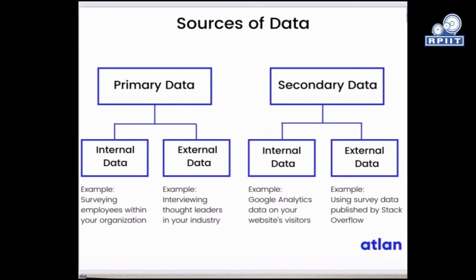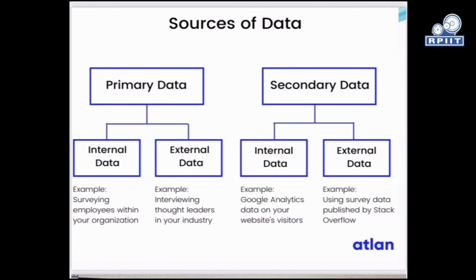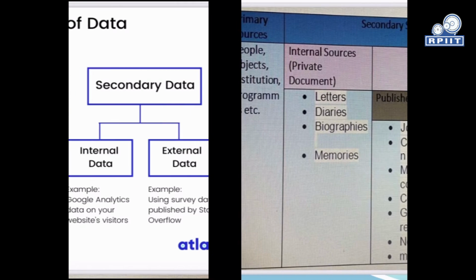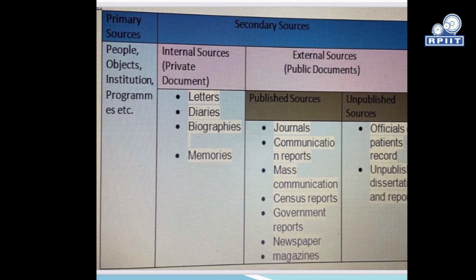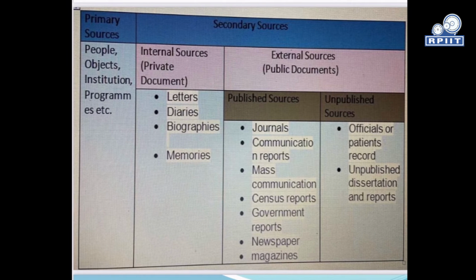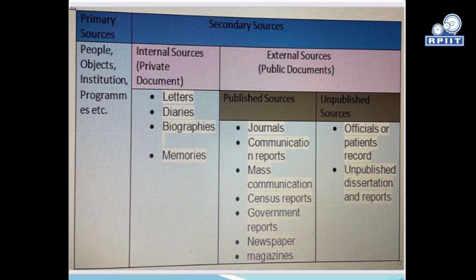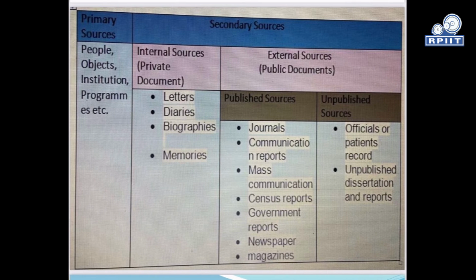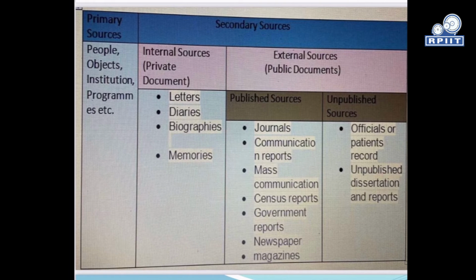And secondary sources are those in which we collect second-hand information, not from original sources. We collect information from other persons or other sources. It is of two types, internal sources as well as external sources. Internal sources are considered private documents and external sources are considered public documents. Internal sources include letters, diaries, biographies and memories. And external sources can be published and unpublished also.